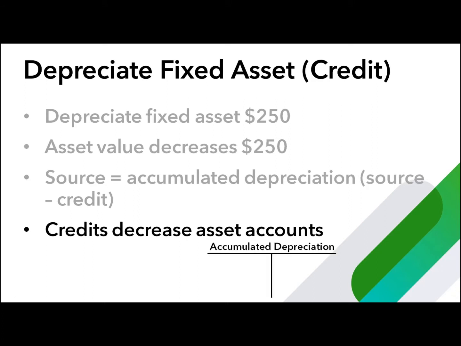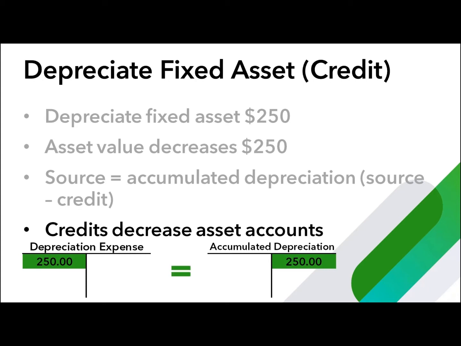Draw a T to represent the accumulated depreciation account. Remember, credit the asset account to decrease the balance. Enter the amount on the right side. Now let's bring back the other side of the transaction, the use. The accounting is correct. Debits equal credits. In the next topic, you enter this transaction in QuickBooks.